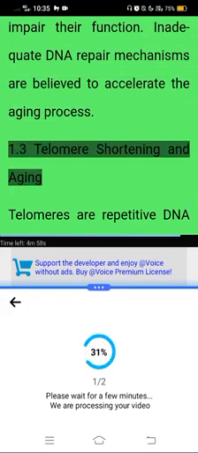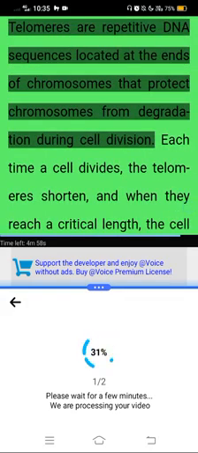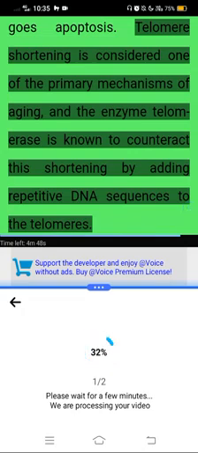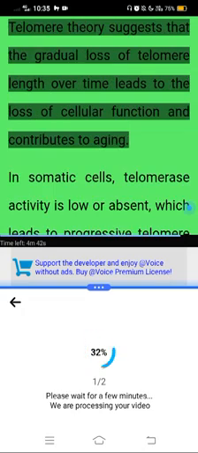1.3 Telomere shortening and aging. Telomeres are repetitive DNA sequences located at the ends of chromosomes that protect chromosomes from degradation during cell division. Each time a cell divides, the telomeres shorten, and when they reach a critical length, the cell enters senescence or undergoes apoptosis. Telomere shortening is considered one of the primary mechanisms of aging, and the enzyme telomerase is known to counteract this shortening by adding repetitive DNA sequences to the telomeres.